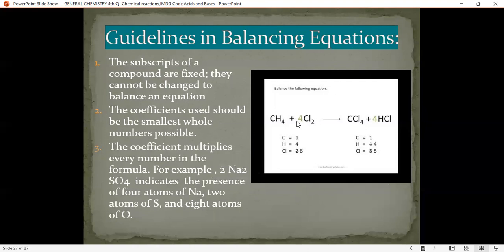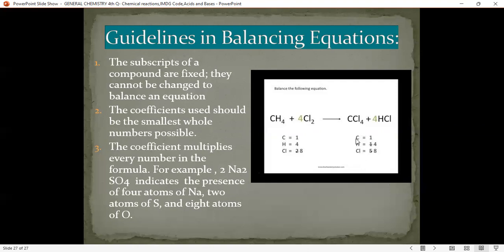All right, so in our figure, we have CH4 plus Cl2 will yield CCl4 plus HCl. So what will happen is we have to know first the different elements indicated here in the reactants. We have C, that is carbon, we have H, that is hydrogen, and we have Cl. The elements here should also be in our products. Okay, so we have C, carbon, hydrogen, and chlorine. Next, in the products, we have C, carbon, H for hydrogen, and Cl for chlorine.